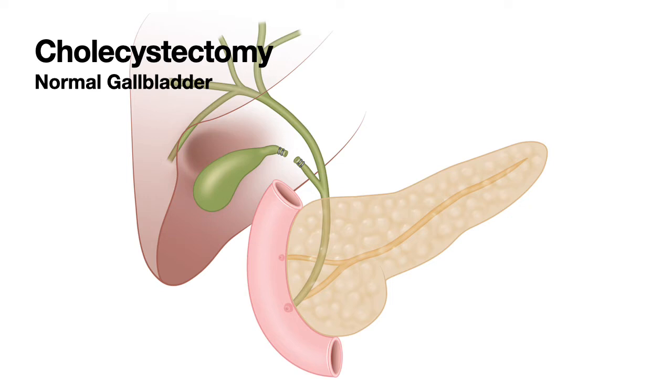On the other hand, if the patient has cystic duct obstruction and inflammation of the gallbladder, otherwise known as cholecystitis, again we do cholecystectomy. In this case, the gallbladder may look a little bit inflamed.